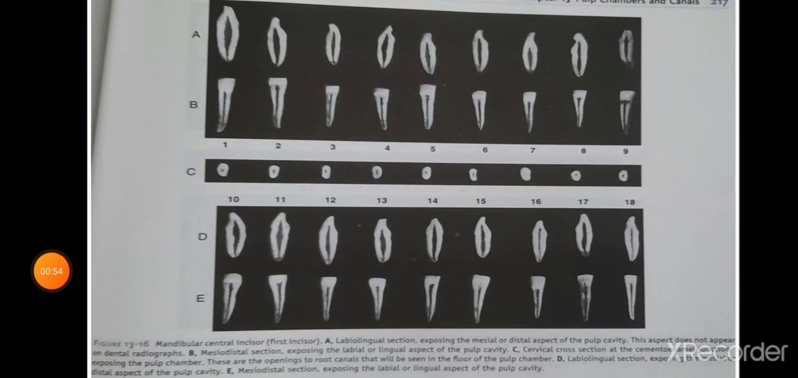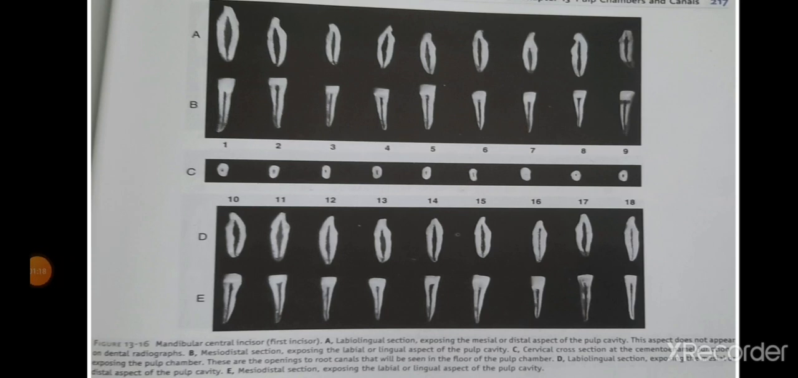As ablation occurs, reactive dentin is produced that will essentially move the pulp tissue farther from the original location of the external surface of the tooth. This is evident in figure 13.16, A9.